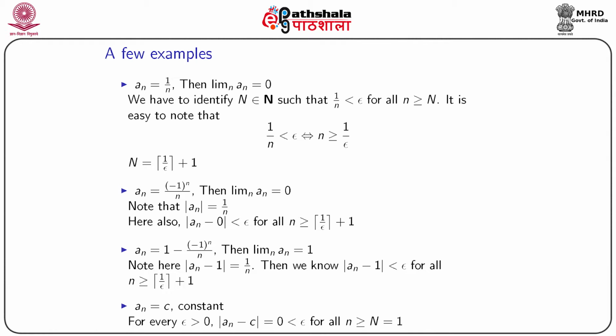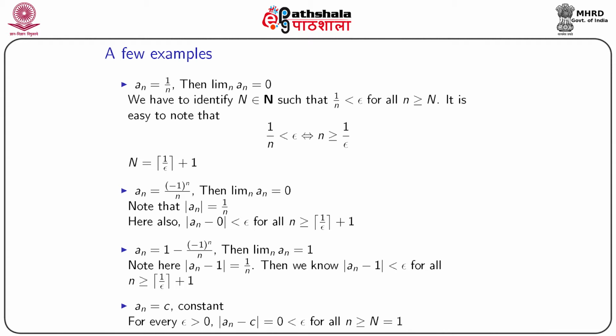Now if we consider the third example, 1 minus minus 1 to the power n over n. Here the limit will be 1. Why? Because if you see the second part of the function, minus 1 to the power n over n, that goes to 0. So it is easy to note that this will go to 1. So mod of an minus 1 is nothing but 1 over n, and we have already proved that for this the value of N will be box function of 1 over epsilon plus 1.